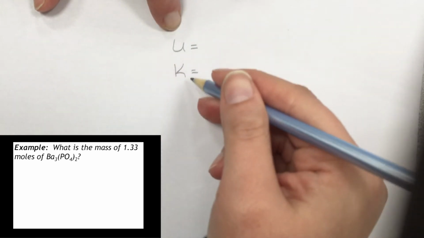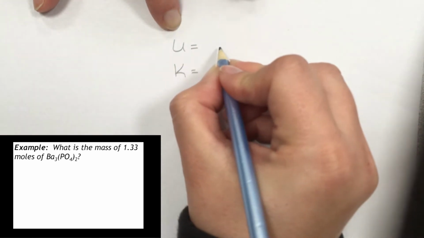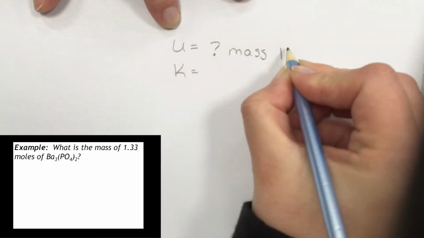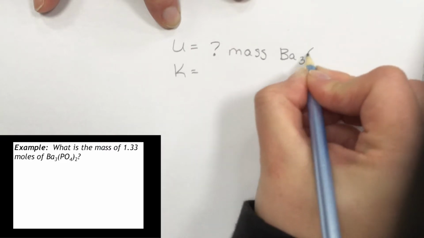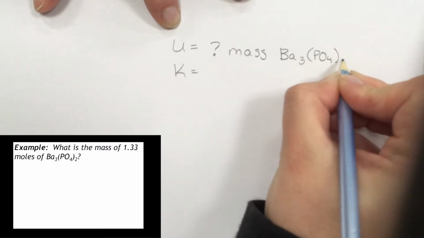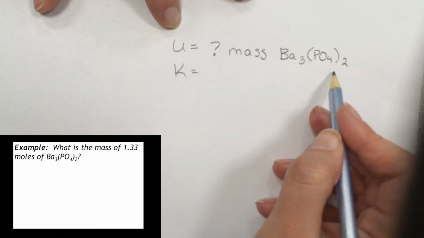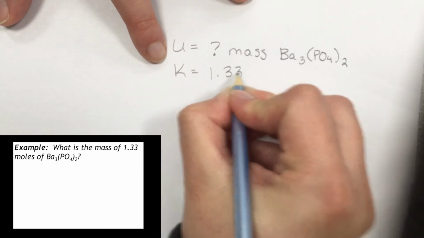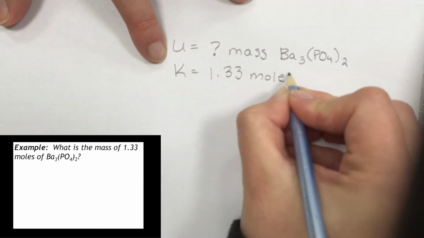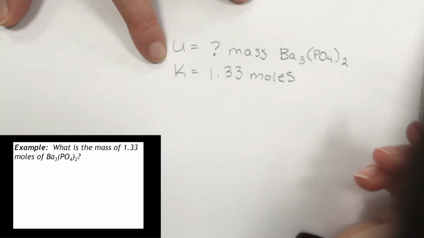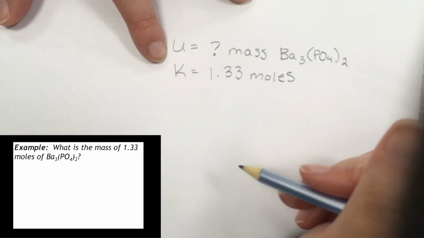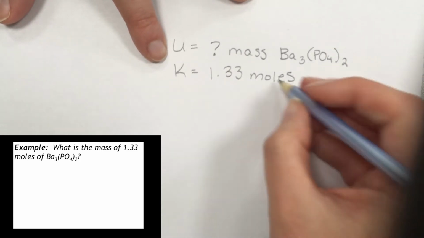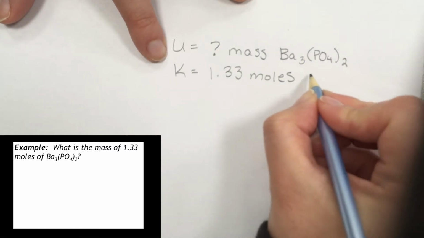Actually, it's best that we write the known first, my bad. But our unknown, what we're trying to find is what is the mass of Ba3(PO4)2. So it's asking what's the mass of this substance if we have 1.33 moles. Remember, a mole is just like saying a dozen. So if we have a dozen eggs, how much would it weigh? So that's kind of what we're saying, except we're talking about moles now instead of dozen in this example.